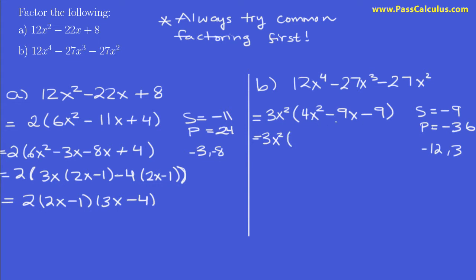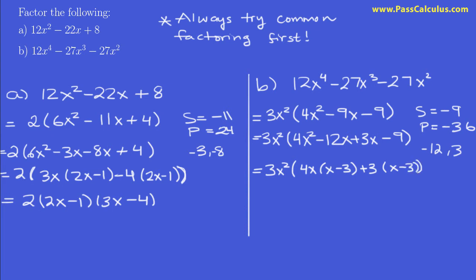So this 3x squared is just going to trail along for the entire ride. I'm going to be working inside these brackets, though, just using the techniques we've learned before. The 4x squared stays. Minus 9x breaks up into minus 12x plus 3x. And then the minus 9 stays still as well. Now I look at these two pairs, and I factor each of them individually. So 3x squared, again, is recopied. Between 4x squared and minus 12x, I can pull out a 4x. And I would have x minus 3 in brackets. Between the 3x and the 9, I can pull out a positive 3. And I would have x minus 3 in brackets again.